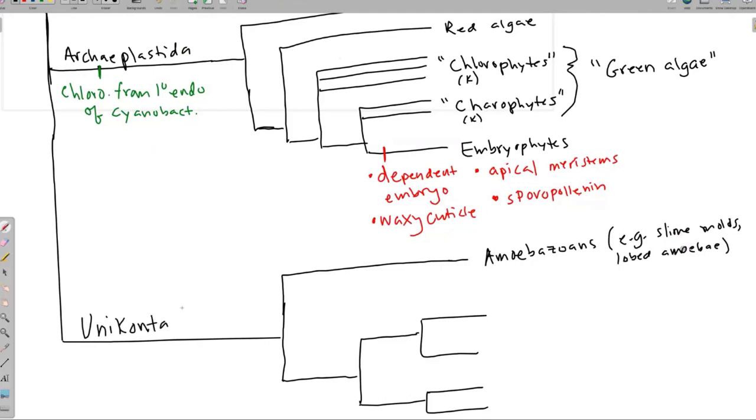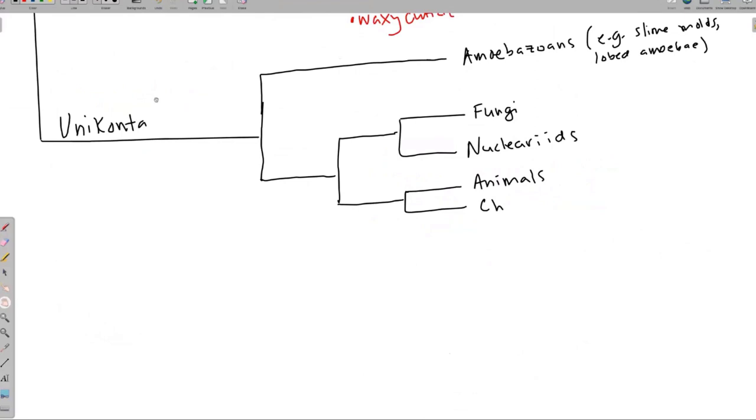Then we've got the Opisthokonta. So we've got our fungi, our nucleariids, and then we've got our animals, and our flagellates. And remember, everything's called a protist except for animals, fungi, and embryophytes, which are land plants. So it's a highly diverse, sort of random name to say, well, these are the others.